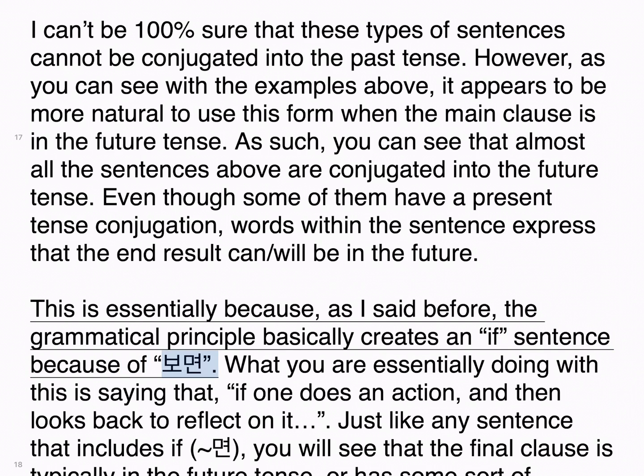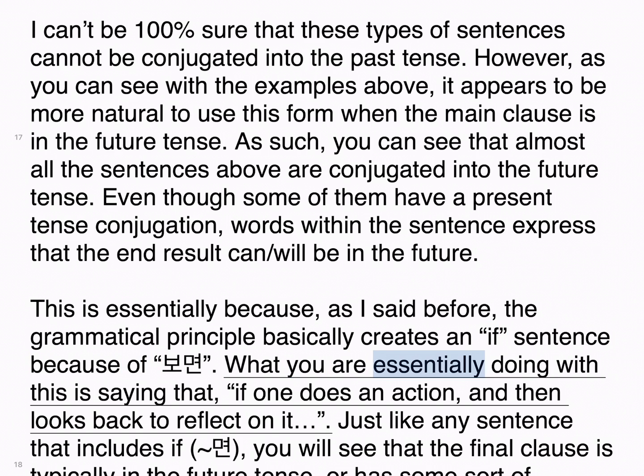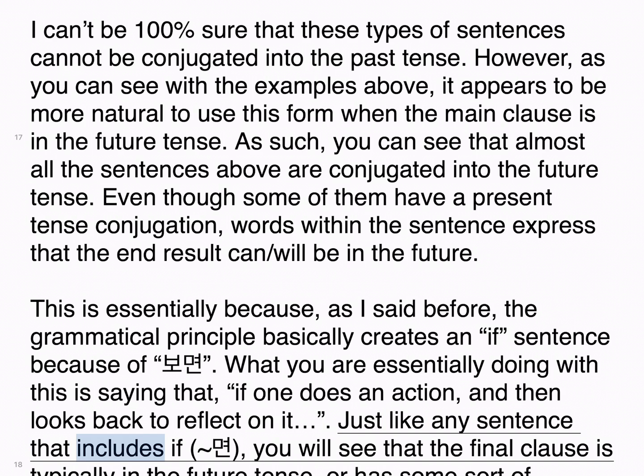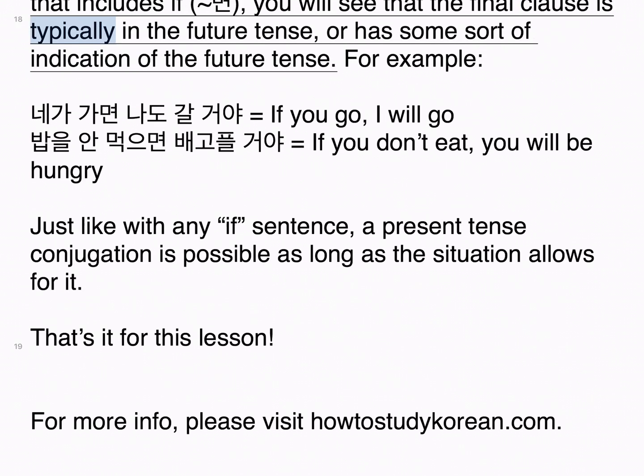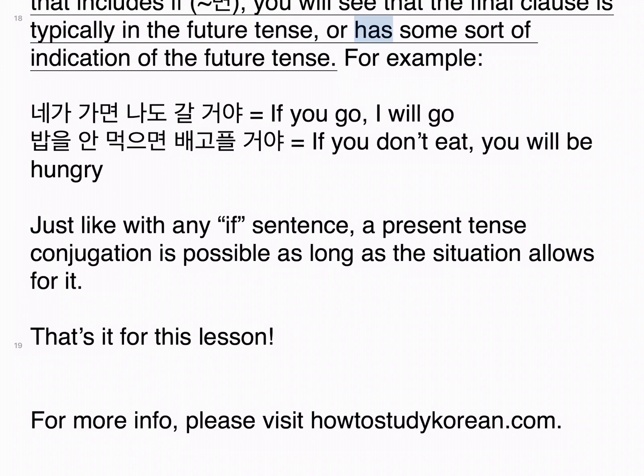because of 보면. What you are essentially doing with this is saying that, if one does an action, and then looks back to reflect on it, just like any sentence that includes if, 면, you will see that the final clause is typically in the future tense, or has some sort of indication of the future tense.